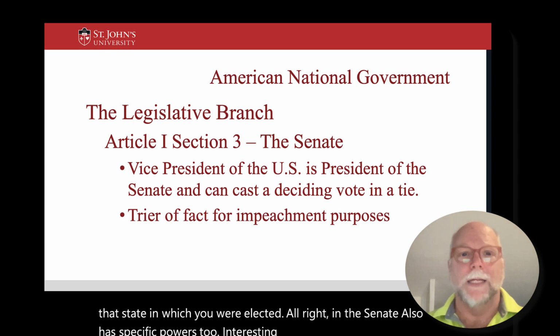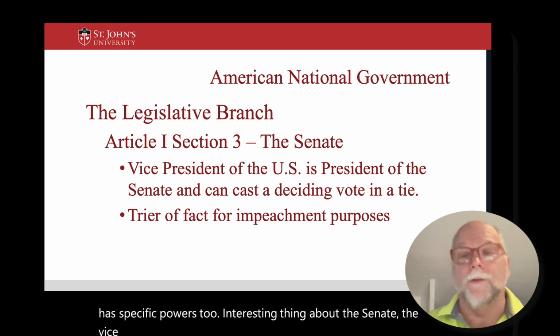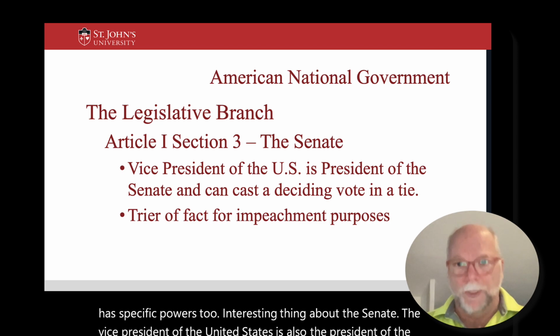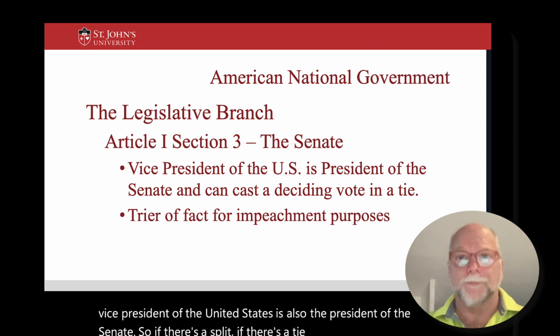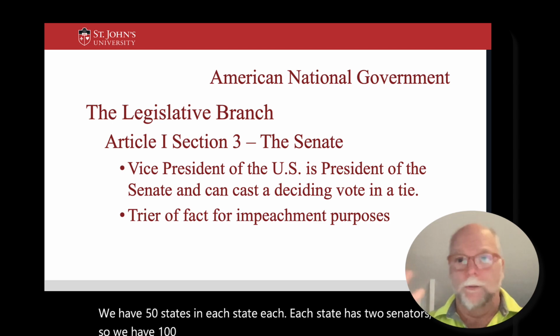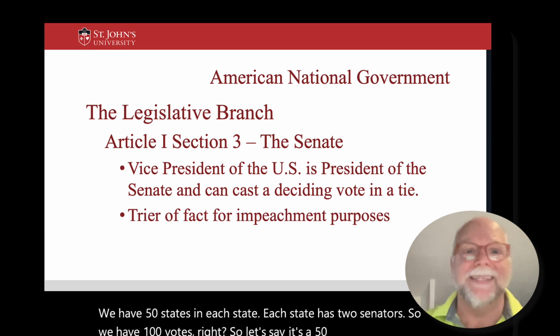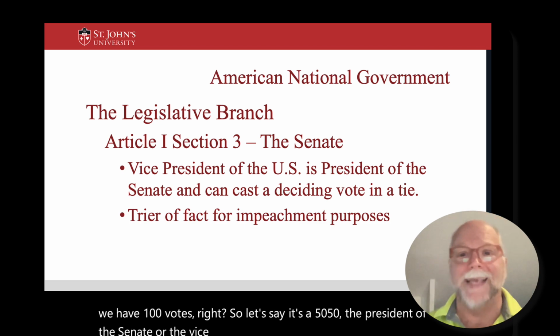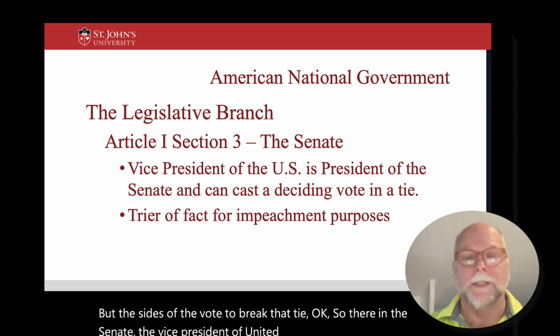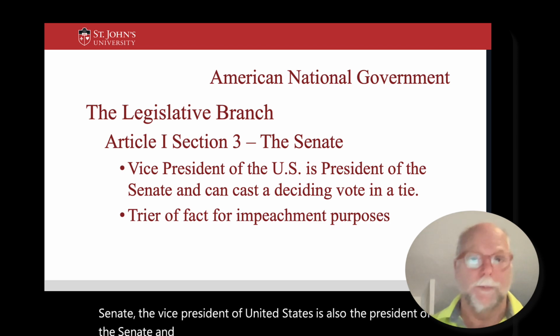Interesting thing about the Senate: the Vice President of the United States is also the President of the Senate. So if there's a split, if there's a tie, because we have 50 states, and each state has two senators, so we have 100 votes, right? So let's say it's a 50-50. The President of the Senate, or the Vice President, decides the vote to break that tie. Okay, so in the Senate, the Vice President of the United States is also the President of the Senate and can cast a deciding vote in case of a tie.